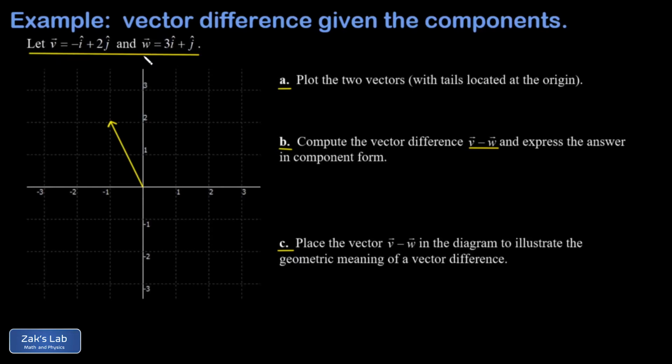w, again, we're going to attach its tail to the origin. We bounce 3 spaces to the right and 1 space up. And the head of w lands at the coordinates (3, 1).